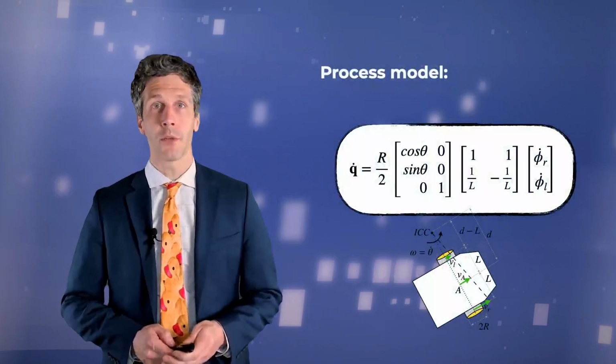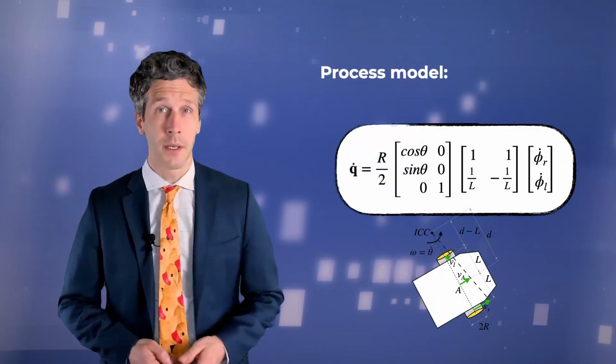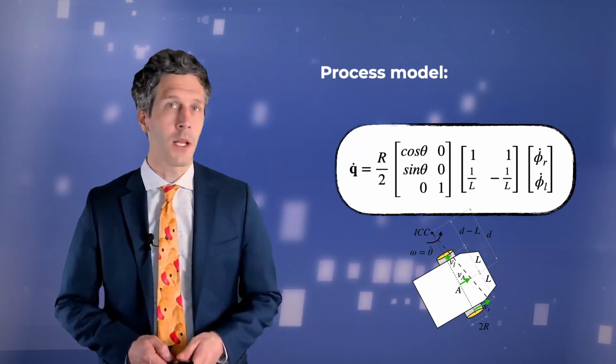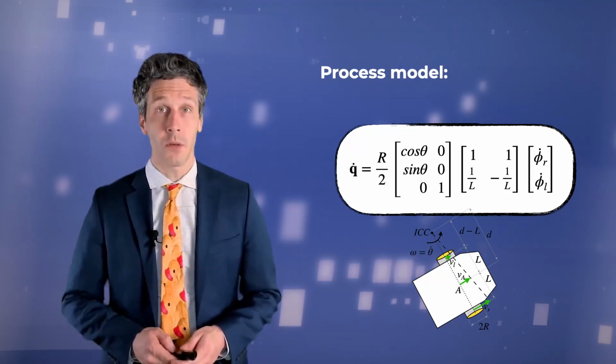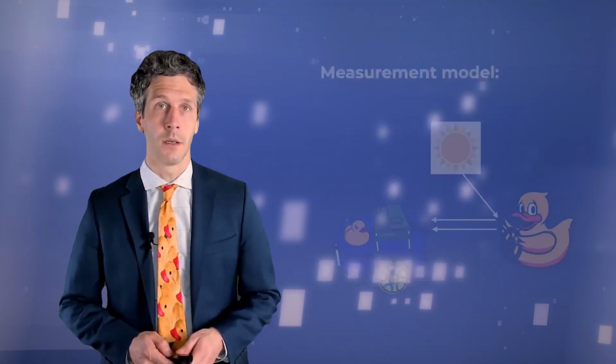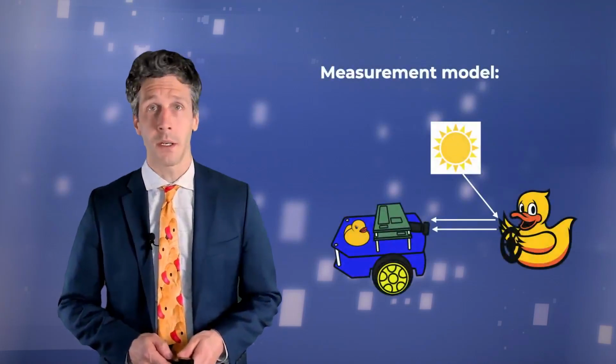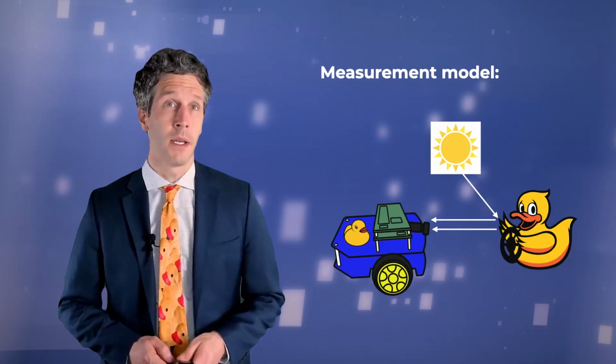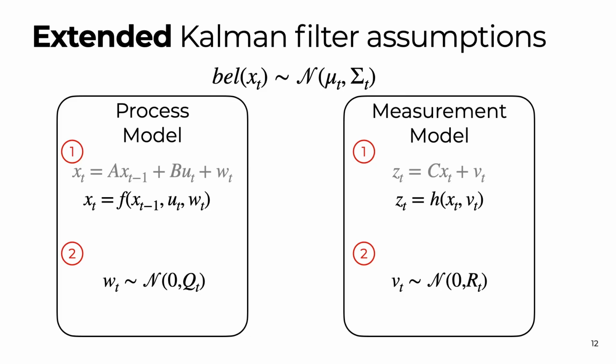However, if we refer again to our kinematics model, is it linear? Take a second and think about it. In fact, it's not linear because these sinusoidal functions are nonlinear. What about our camera model? Is it linear? It's not either, because we always have to divide by z in the camera model. In the case that we have nonlinear models but still assume that the noise is normally distributed, we can apply the extended Kalman filter, or EKF.